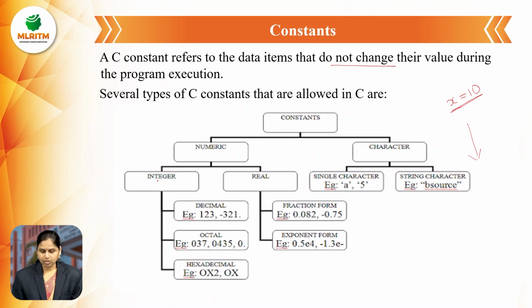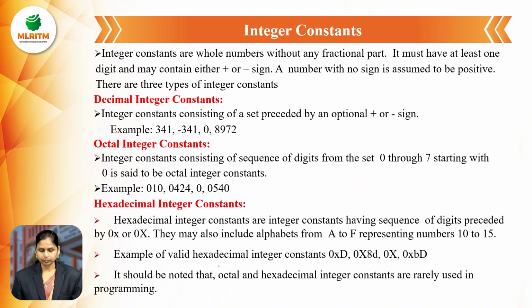In integer constants, again, there are three types: decimal numbers, octal numbers, and hexadecimals. In real constants, there are two types: fractional form and exponent form. Integer constants are three types, and real constants are two types. Let us see one by one.